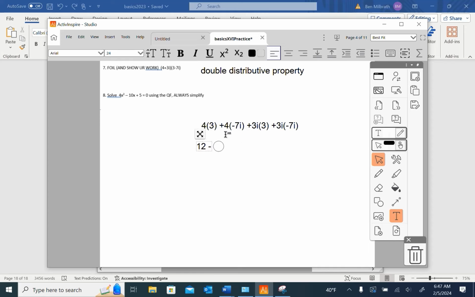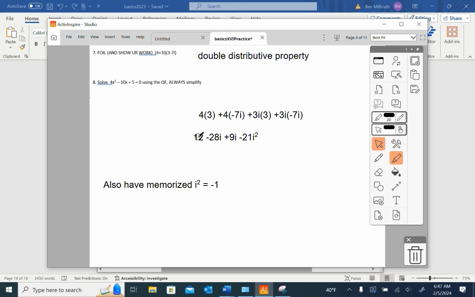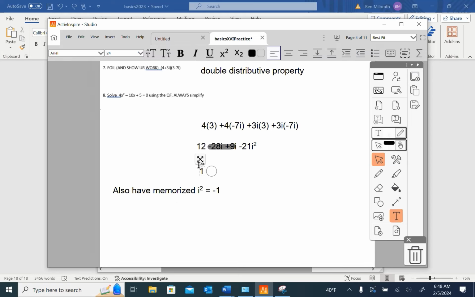4 times 3 is 12. 4 times negative 7 is negative 28, and there's an i there. 3i times 3 is 9i. And a 3i times a negative 7i is negative 21i to the second power. Now, I also have memorized that i squared is negative 1. I'm going to go ahead and put some like things together. There's this stuff in the middle here. That's going to be 12 minus 19i. And since i squared is negative 1, I'm thinking about replacing with a negative 1, and that makes that last piece a positive 21.